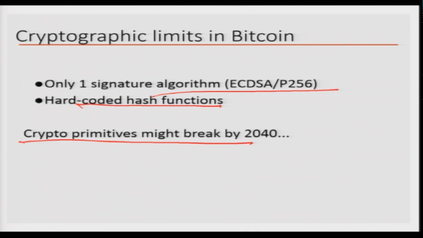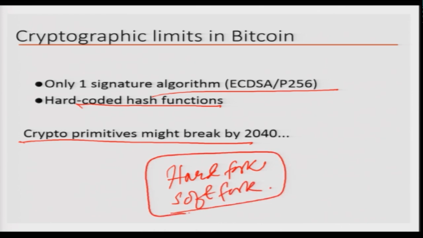So there will be some problem, and that will require something called a forking of the Bitcoin blockchain. There are two types of forking: hard forking and soft forking. When we come back to the next session, we'll talk about these two types of forking, because this forking issue is true for other blockchains also. So we have to understand what forking means.